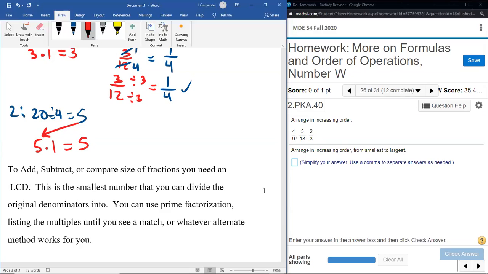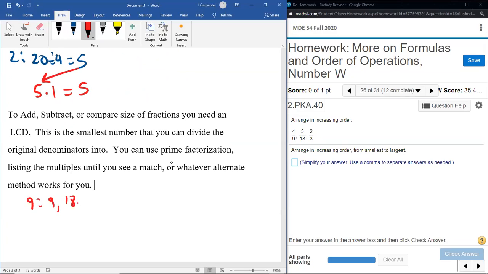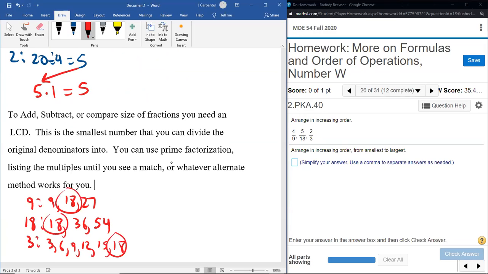So for the 9, you go 9, 18, 27, etc. For the 18, you go 18, 36, 54, etc. For the 3, 3, 6, 9, 12, 15, 18. First match out of all of them, so the LCD is 18. I'm not saying this is the most efficient method always. That's just the way I chose to show my work for this. I verbally said the work for the other one.